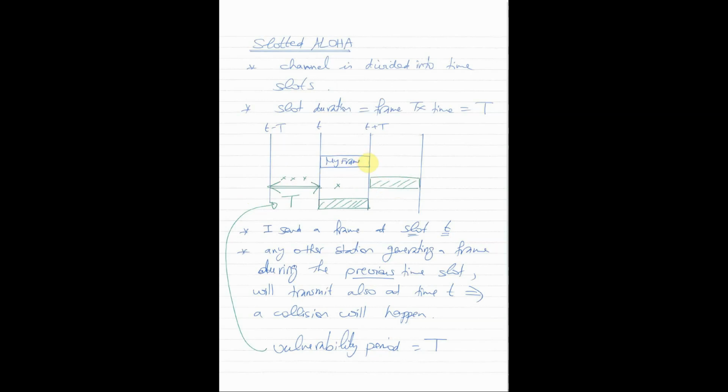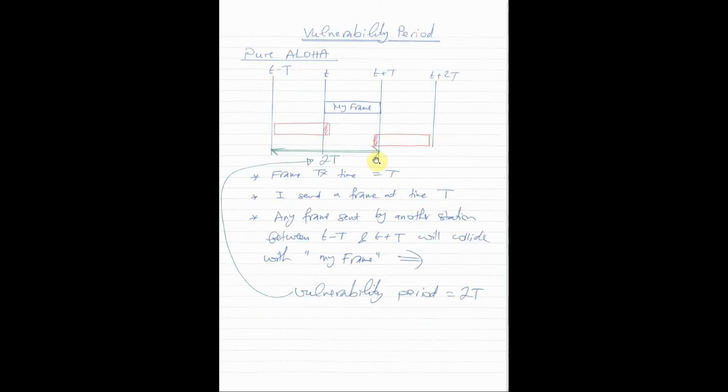So basically, any frame generated in the previous time slot, this is my time slot, any frame generated in the previous time slot will collide with my frame, but others will not collide. So the vulnerability period is only 1t. As you see, the vulnerability period is only 1t, simply because even though I have a frame at any one of these times, I start exactly at the beginning of the time slot. And if I have a frame to send at that time, I will start in the next time slot and I will not collide with this frame. And this is different from pure Aloha.